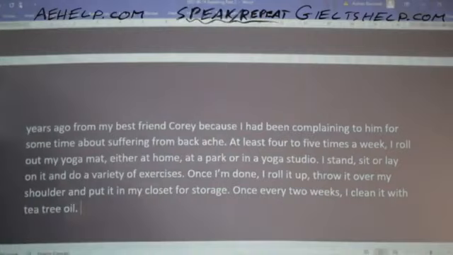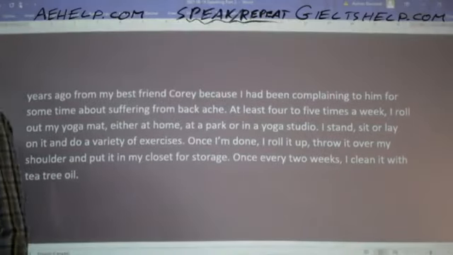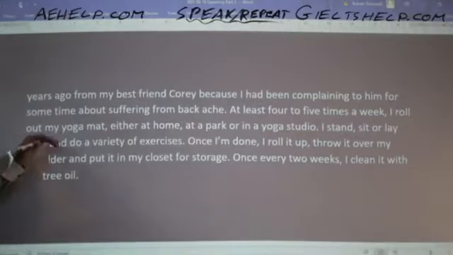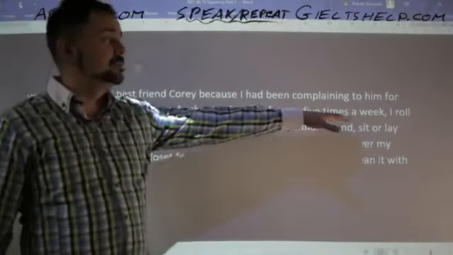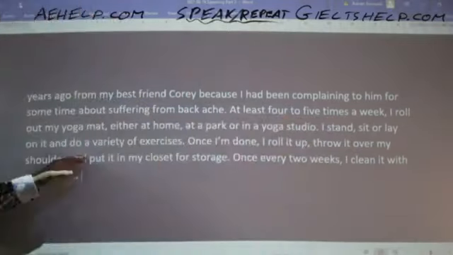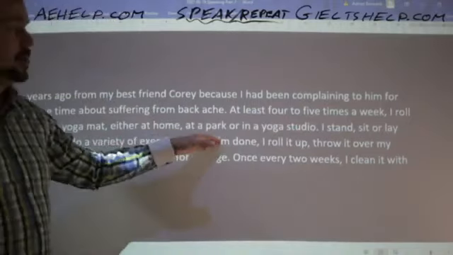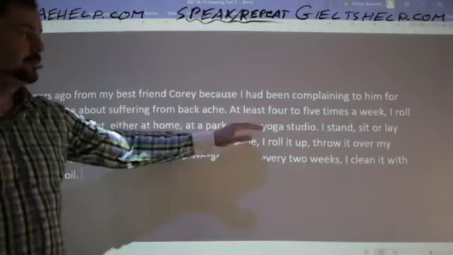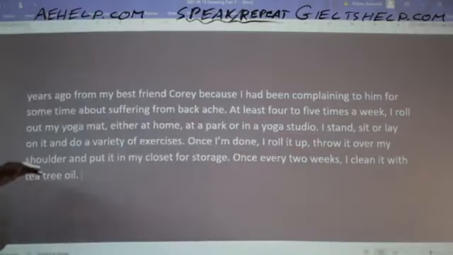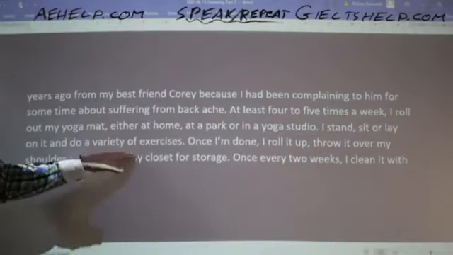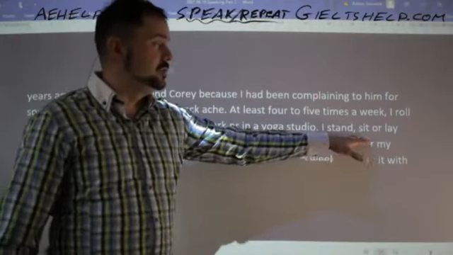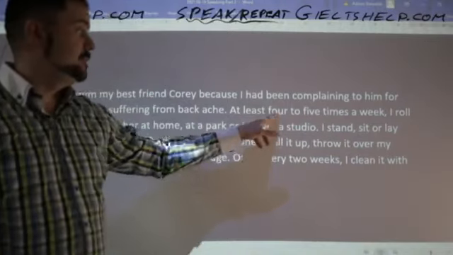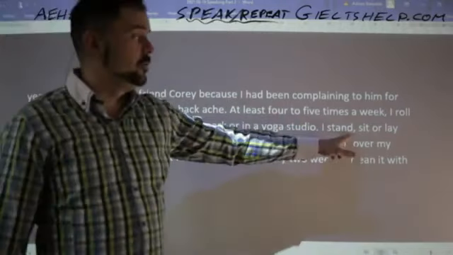Okay, this is what I wrote. At least 4 to 5 times a week, I roll out my yoga mat. So the frequency of use, how often I use it, right? Either at home, at a park, or in a yoga studio. So where I use it, right? Okay. I stand, sit, or lay on it and do a variety of exercises. So how I use it, right? So you got that? So how often, where, and how I use it.